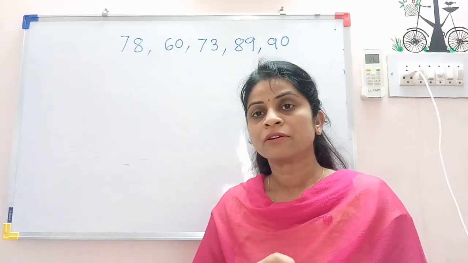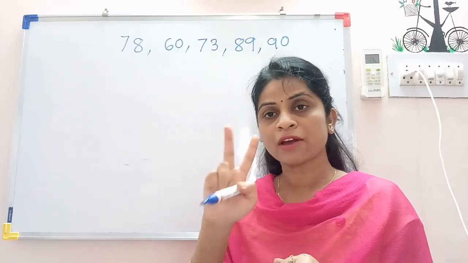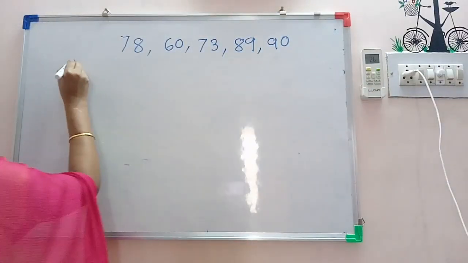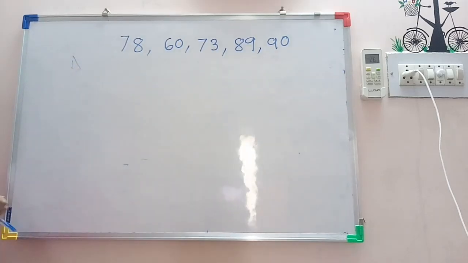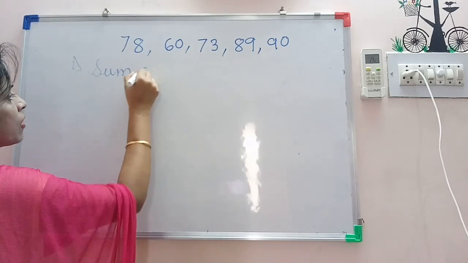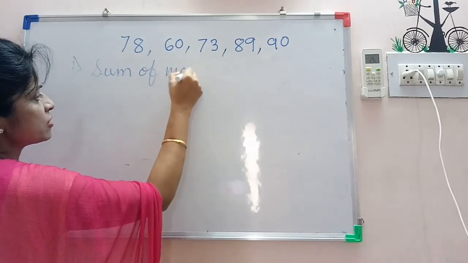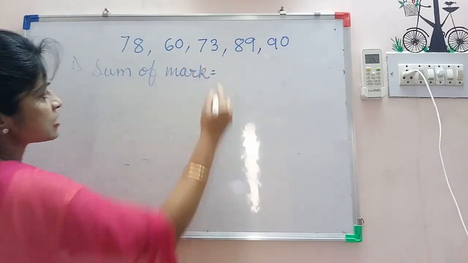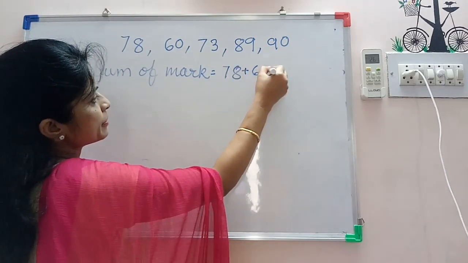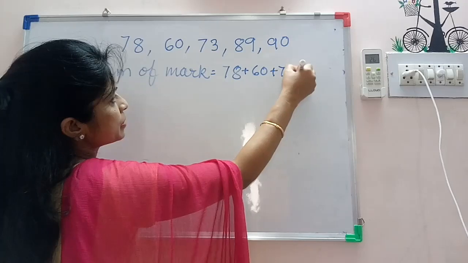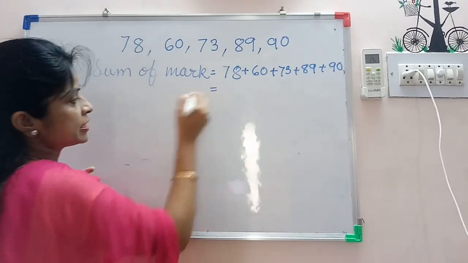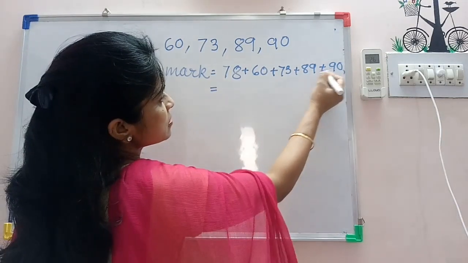For that, first of all, we have to do 2 steps. In the first step, what will you do? You have to find the sum of marks first of all. Now we'll start: 78 plus 60 plus 73 plus 89 plus 90. Now let's do the addition of this.